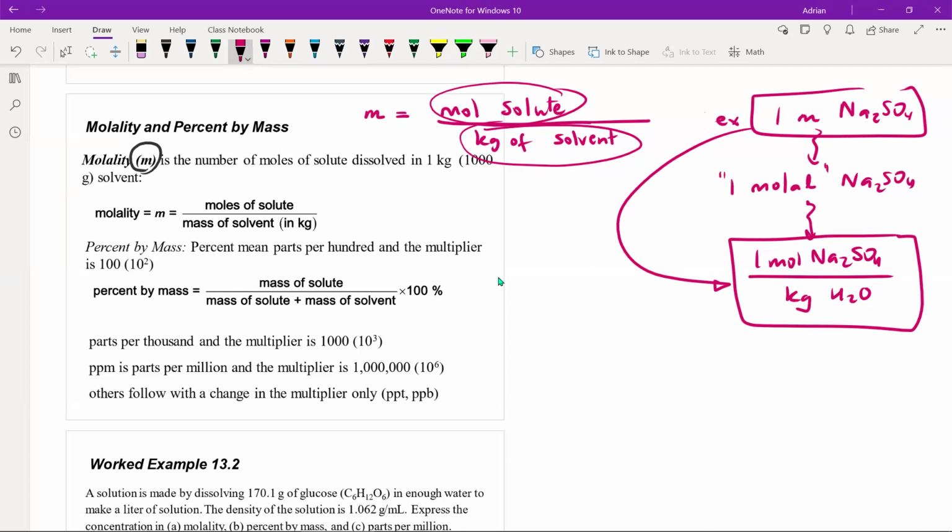All right, the next concentration unit is called the percent concentration, and here we're looking at percent by mass. And we saw percentages back in week 2, maybe week 1, and percent simply means the part over the whole. Okay, so that's what percentage means generally.